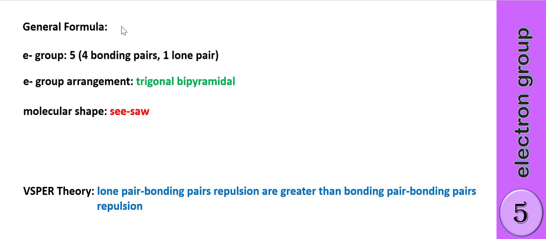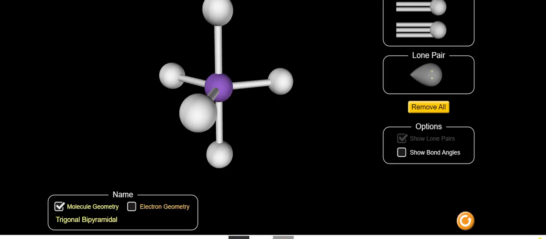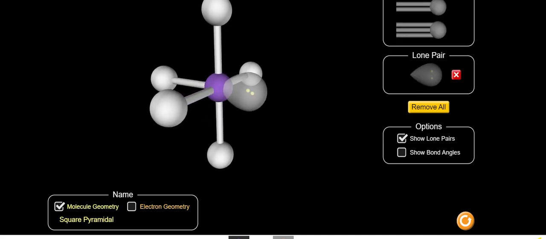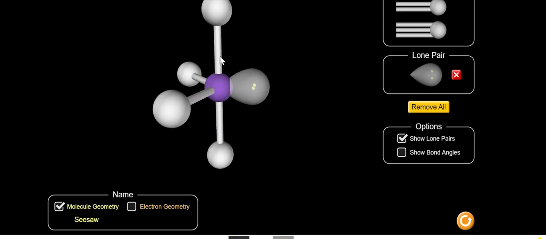So how about 4 bonding pairs and 1 lone pair? The general formula is AX4E. The arrangement of the electron groups is still trigonal bipyramidal, but the molecular shape will become seesaw. So this is from the trigonal bipyramidal. I'm going to put 1 lone pair and remove one of the bonding pairs. So you can see the shape now becomes a seesaw.